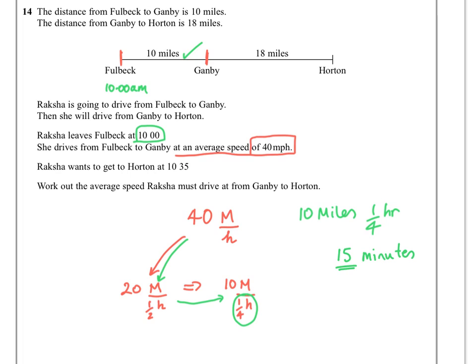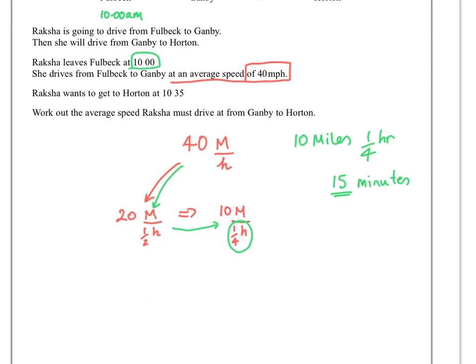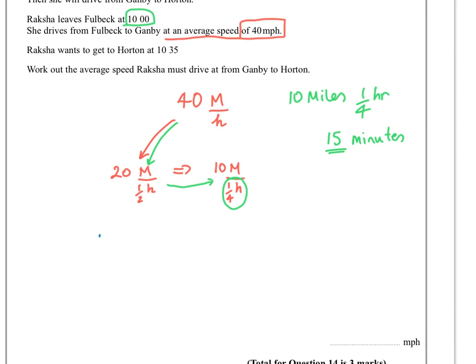So basically from 10:15 to 10:35 is 20 minutes remaining, and has got to go 18 miles in 20 minutes. Well, that's miles per minute, but you want to convert it to miles per hour. So think to yourself, 20 minutes is what fraction of an hour? Well, it's a third of an hour.